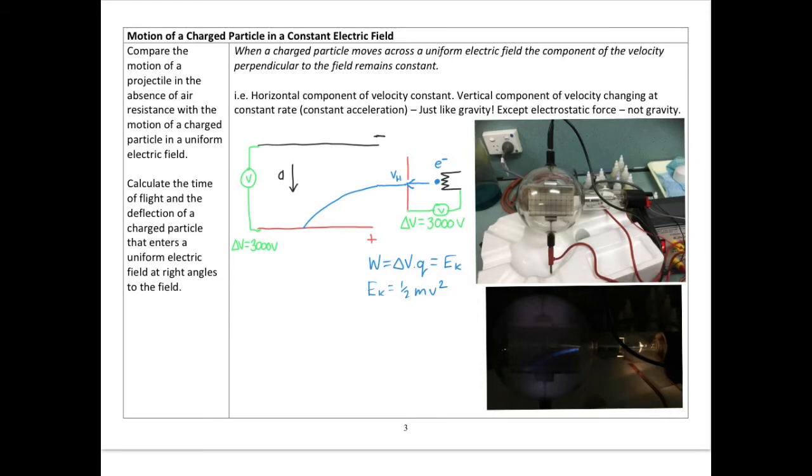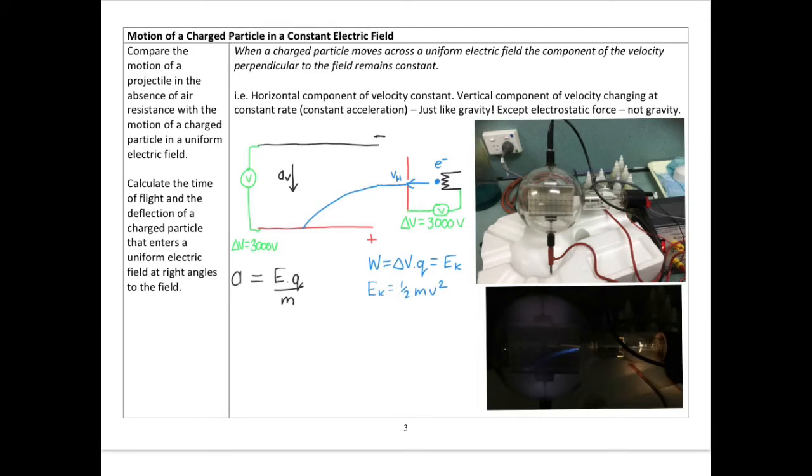We can then work out what the acceleration is here, and that acceleration is in the vertical direction, because as we just derived on the previous slide, the acceleration is equal to E times Q on M. So we can then work out the acceleration. Then, in the same way with projectile motion, we can look at changes in vertical and horizontal components. We can work out time of flight. We can work out the vertical deflection. All of that same sort of thing that we did in the previous topic, we can apply to analyze the motion of a charged particle, normally an electron, in a constant electric field.